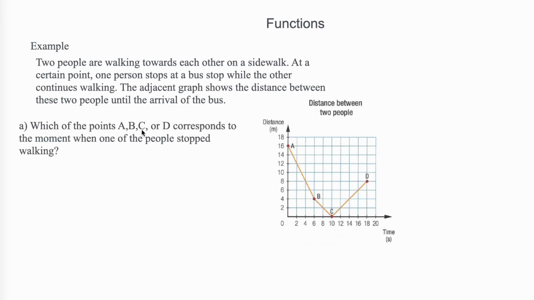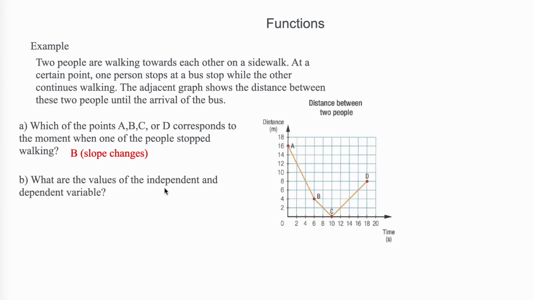Which of the points A, B, C, or D corresponds to the moment where one of the people stopped walking? B, because the slope changed. The distance between them is decreasing quickly, with a -2 slope. Here, the slope is -1, so one person has stopped.